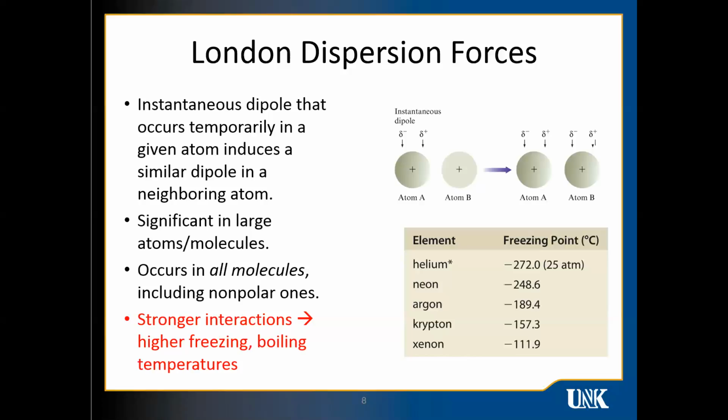So stronger interactions result in higher freezing and boiling temperatures. Weaker interactions involve lower freezing points and lower boiling points. Xenon, because of its largest size, has greater London forces, and so the atoms interact more strongly with one another, leading to a higher freezing point than the other noble gases. So you can see in this trend, we go from helium, the smallest atom, all the way down the column to xenon, the largest atom. And so the freezing points follow that trend.